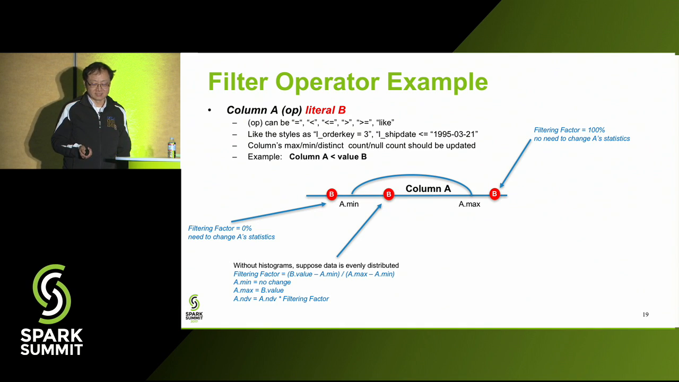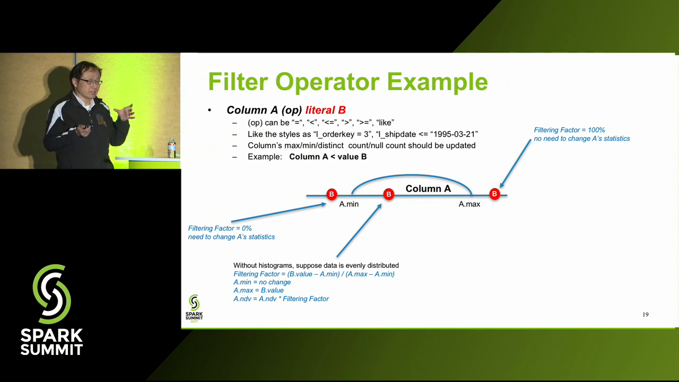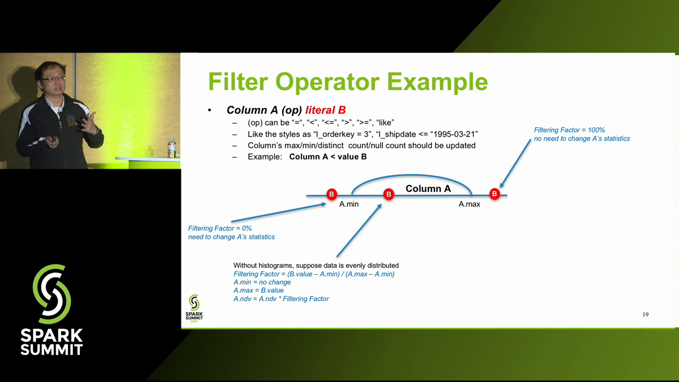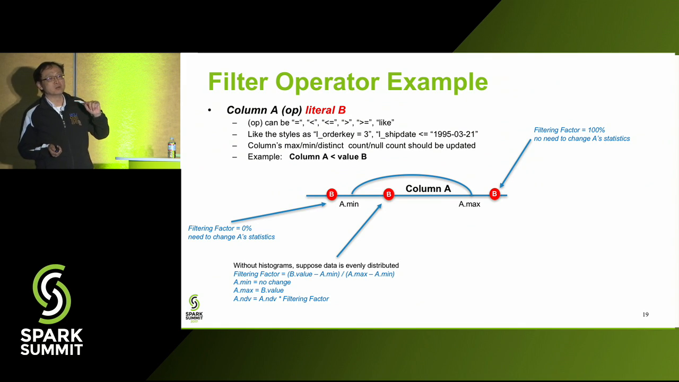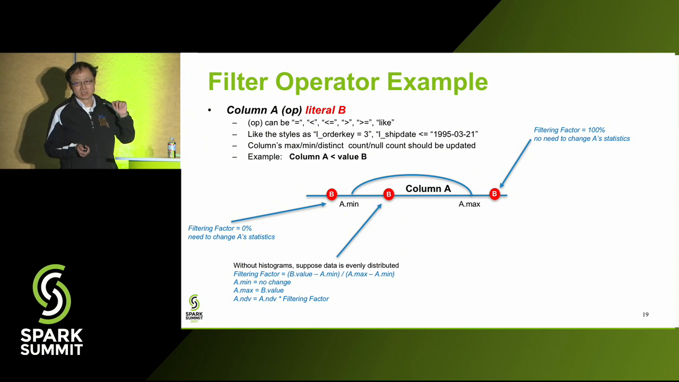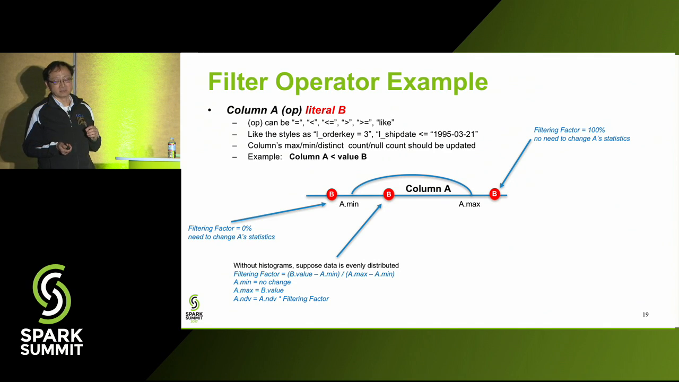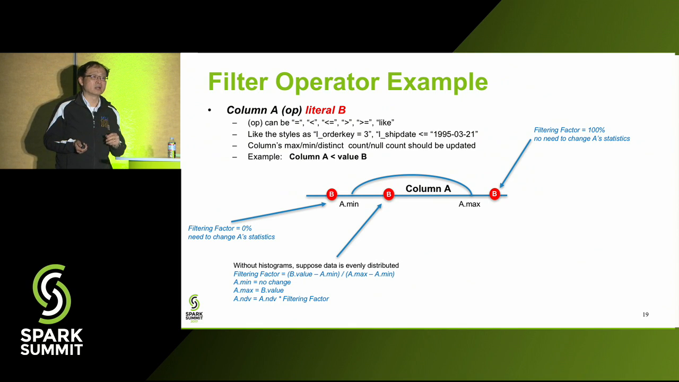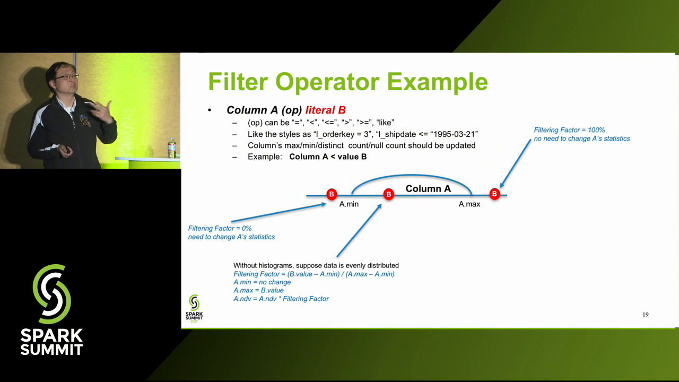Then, like in this case, column A is less than value B. Because the CBO can help you collect the statistics for column A, we know column A's minimum value and maximum value. So it depends on where the constant value B falls. If it is less than column A's minimum value, then none of the records can meet the condition, so the filtering factor is 0%.